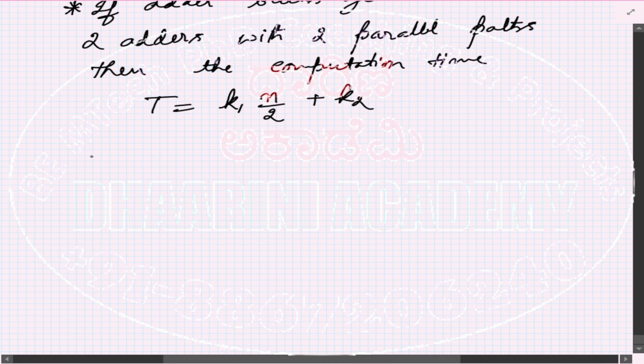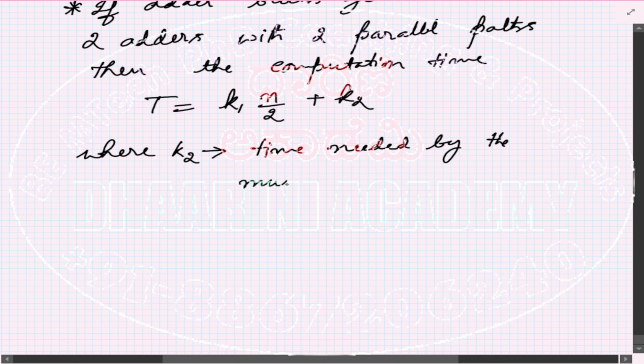Here k1 we already defined, so we'll define only k2. K2 is the time needed by the mux to select the actual output. We have both outputs available, one output for 0 as a carry in, and one more for 1 as carry in. Irrespective of whatever the blocks generate, it's going to select only one output, that is the actual output. How much time is required for that? That is this.